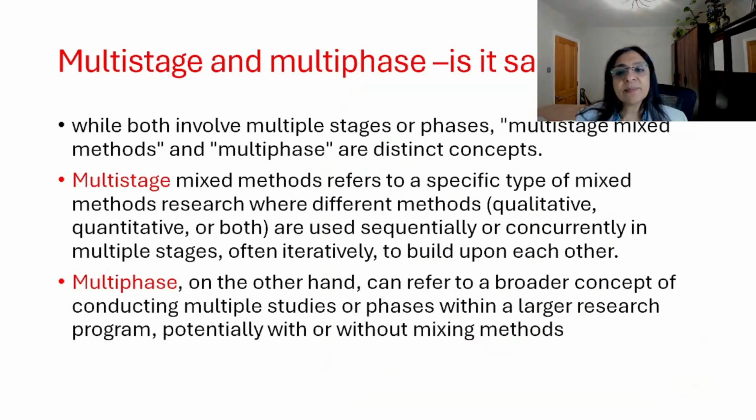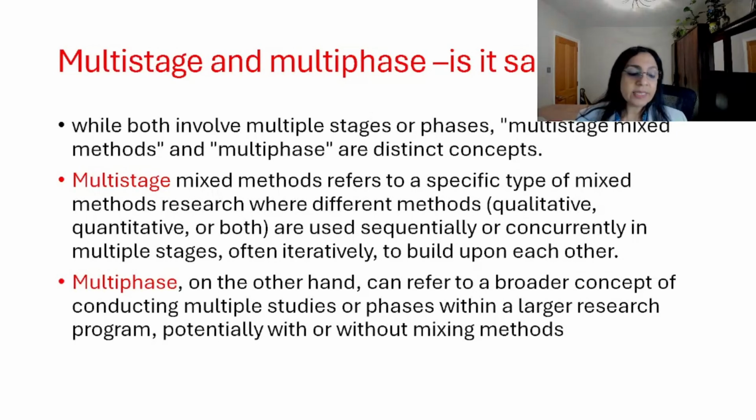So multi-stage and multi-phase. I came across another terminology called multi-phase. Is it the same? In mixed method research there are several terminologies used, and we need to be clear and clarify what each is. While both involve multiple stages or phases, multi-stage mixed methods and multi-phase are distinct concepts. So what is multi-stage? Multi-stage mixed method refers to a specific type of mixed method research where different methods are used sequentially or concurrently in multiple stages, often iteratively, to build upon each other.